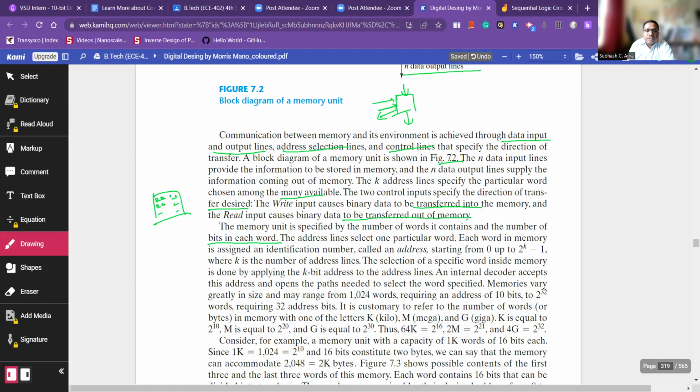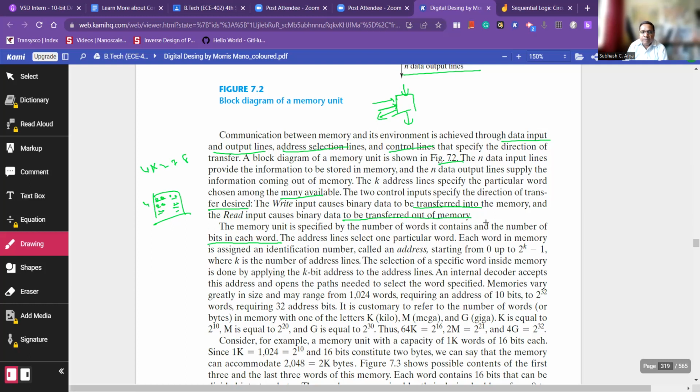So that will give you the total capacity. Suppose four lines of these benches are there, and on each bench 2 students are sitting. So the capacity of this room is 8. Similarly here, the capacity of a memory unit is determined.